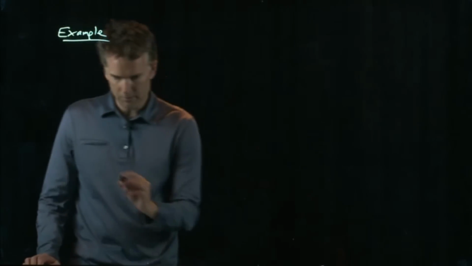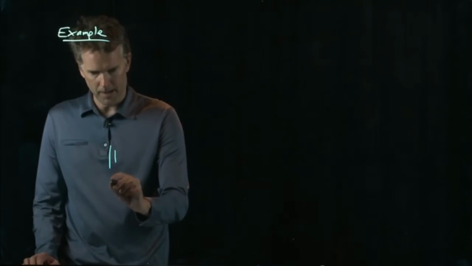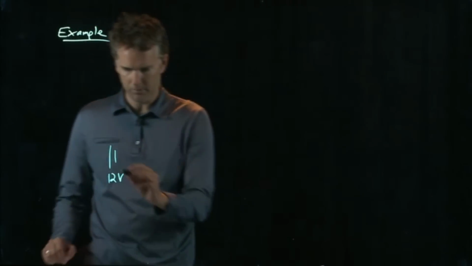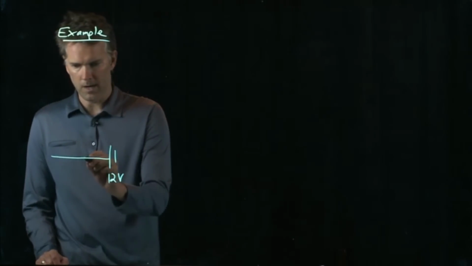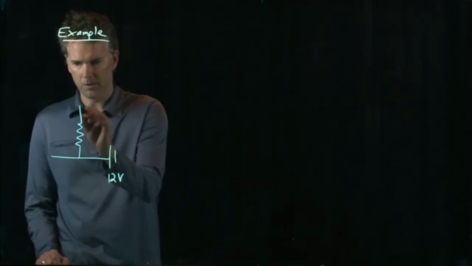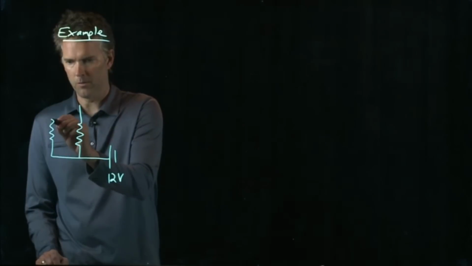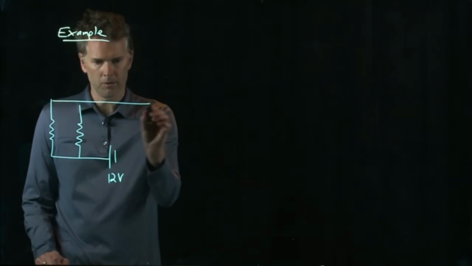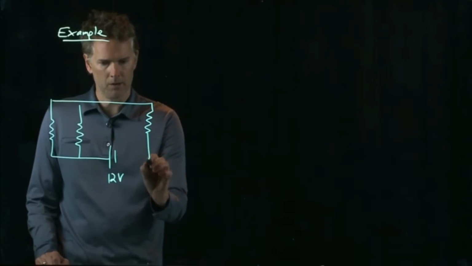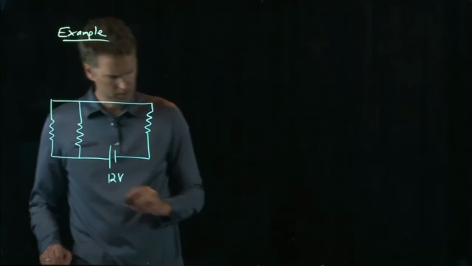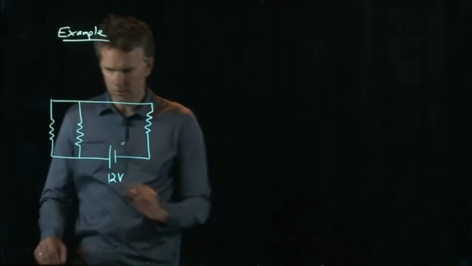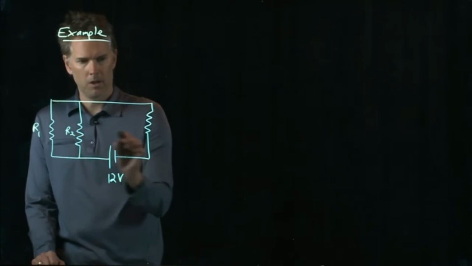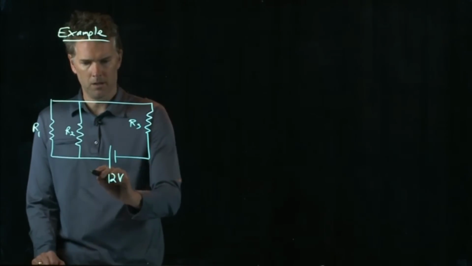So this circuit looks like the following. It's got a battery right there. I'll give you my values. It's 12 volts. And then there is a wire here. There is a resistor going up. There is another resistor going up. And then there is a wire going across. And there is a resistor right there. Okay, and we'll call them R1, R2, and R3.